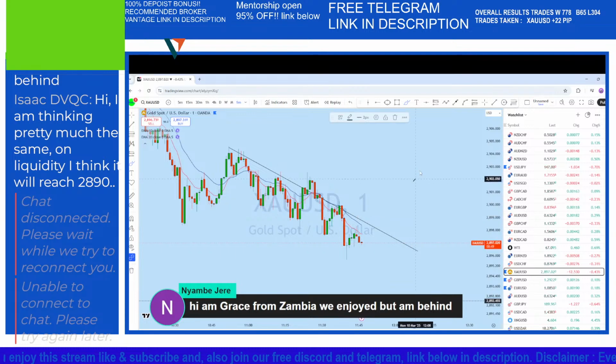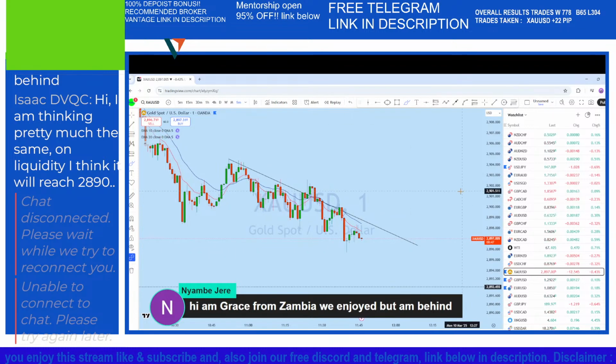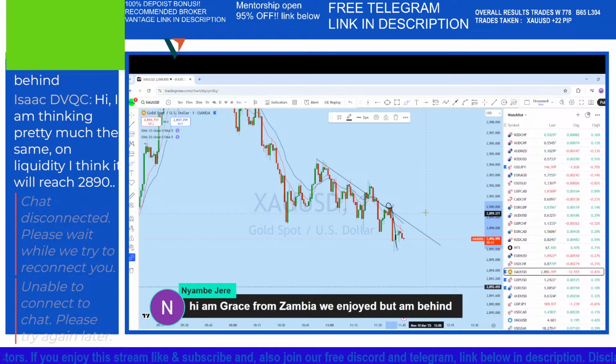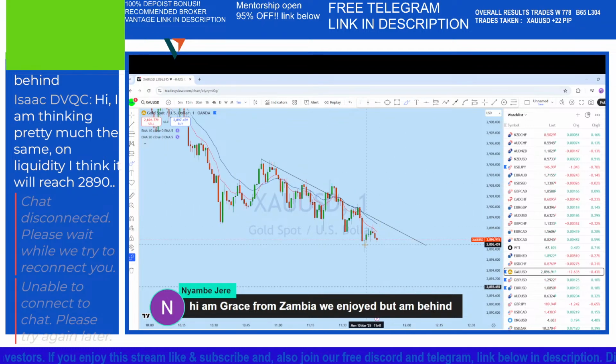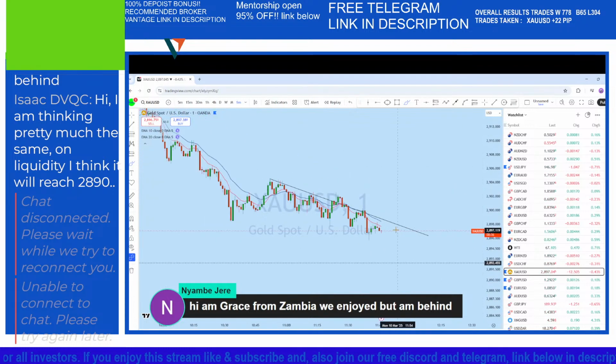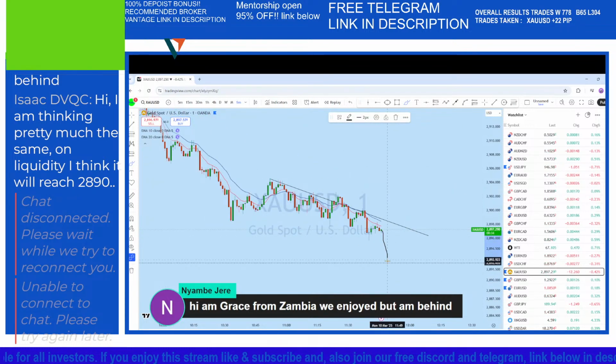We can see the market slowly trending here with a structure formation, big drop, pullback, and expecting another drop here to this support level.